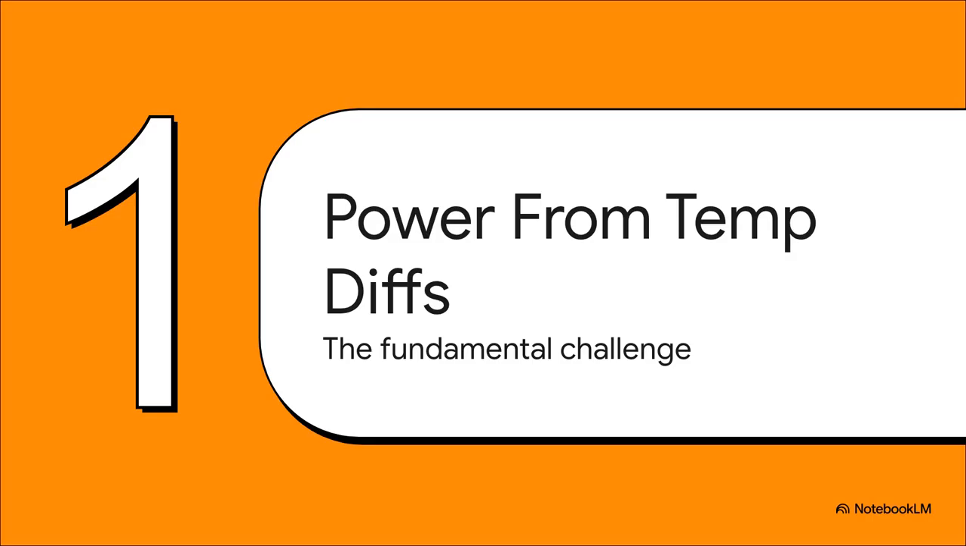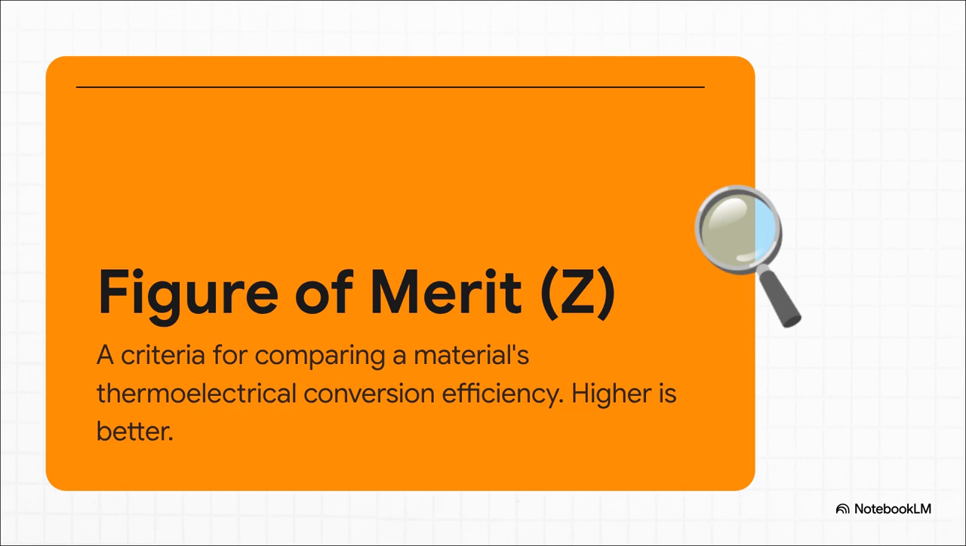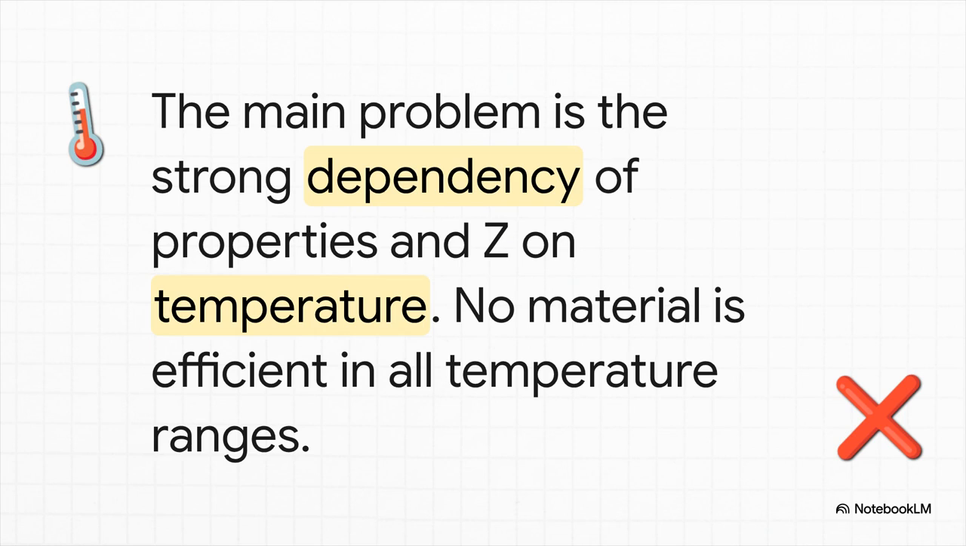Okay, Section 1, Power from Temperature Differences. So what is the fundamental challenge here when you're trying to turn heat into power? Before we go any further, there's one key term you gotta know, the figure of merit, which we just call Z. It's basically the go-to report card for how good a material is at this whole heat to electricity thing. A higher Z value means better performance. Simple as that. And right here, this is the main problem. The very properties that give a material that awesome Z value are incredibly dependent on temperature. So you can have a material that's a total superstar at converting low-grade heat, but when you crank things up, it might be completely useless.